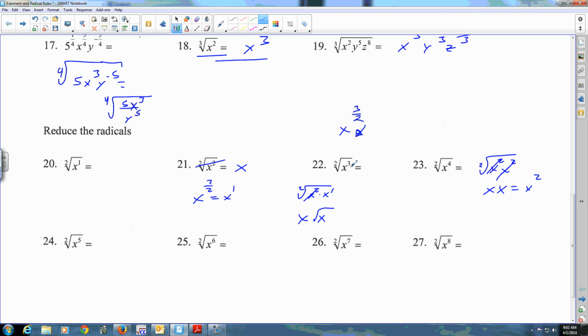Now the shortcut for these is 2 divides into 3 once with a remainder of 1. 2 divides into 4 twice with nothing left over, so there's no root. 2 goes into 5 twice with 1 left over. 2 divides into 6 evenly, so it's just x cubed. 2 divides into 7 3 times with 1 left over. 2 divides into 8 4 times, so it's x to the 4th.